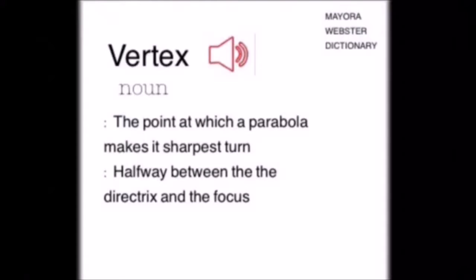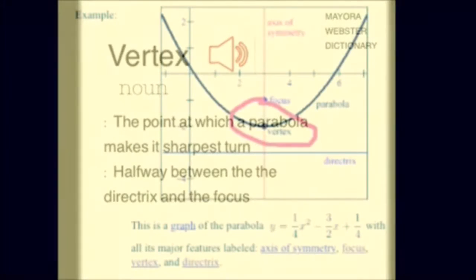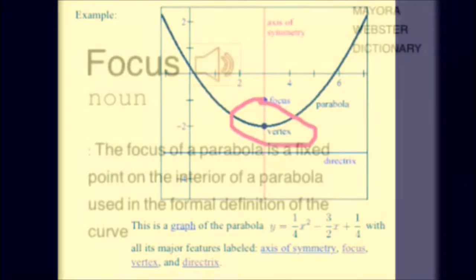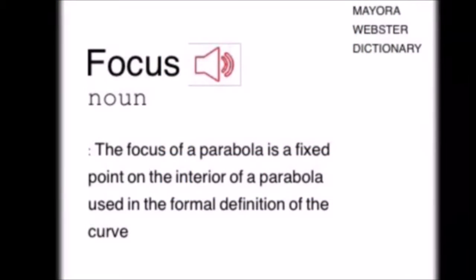First off is the vertex. Vertex is the point at which a parabola makes its sharpest turn, halfway between the directrix and the focus. So this is an illustration. So as you can see, the vertex is in the middle part. Next is focus. The focus of a parabola is a fixed point at the interior of a parabola, used in the formal definition of the curve.